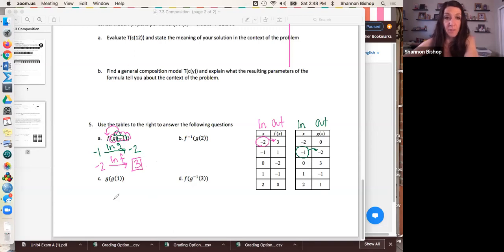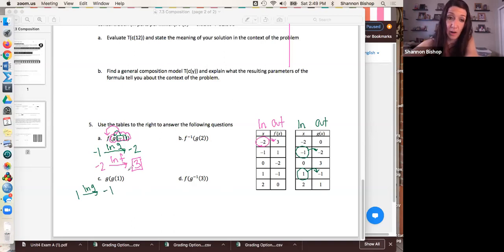I'm going to skip down to part C because these last ones have inverses in them too. For part C, I'm going to grab my green colors because I see a letter G everywhere. For my composition, I'm starting by plugging 1 in to G. I'm looking for an input of 1 in my function named G. What do I get? I get -1. So the middleman, so to speak, is -1.